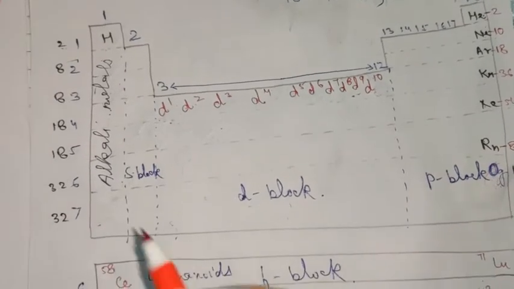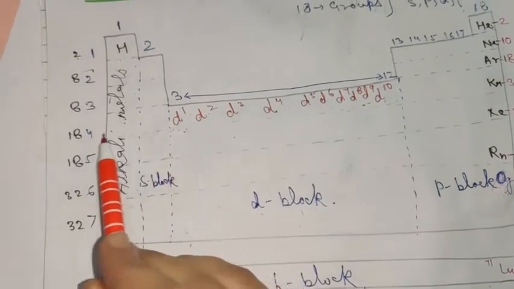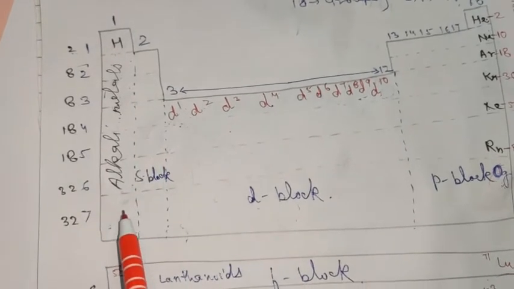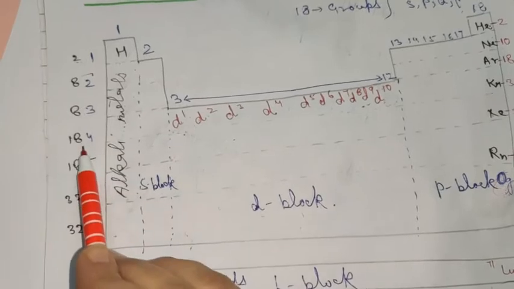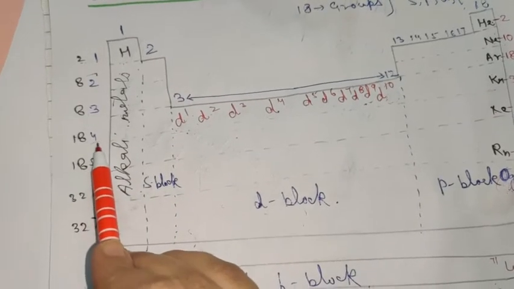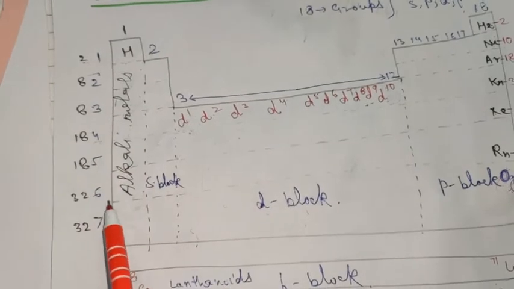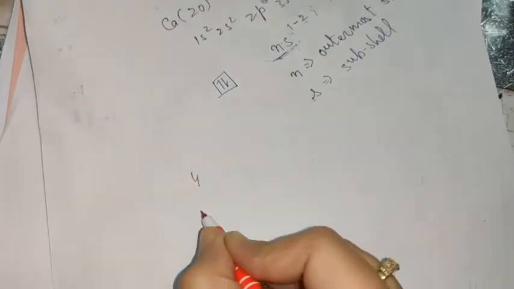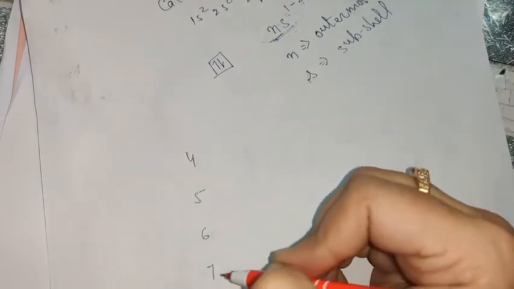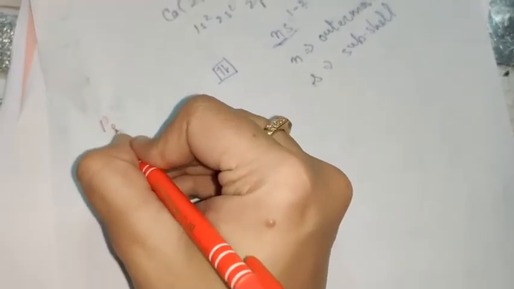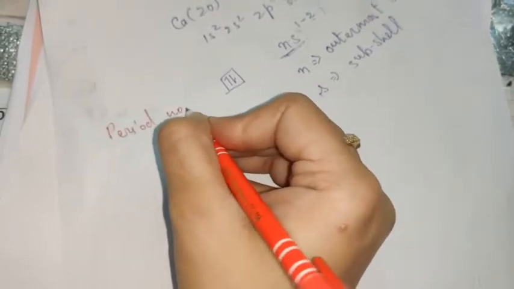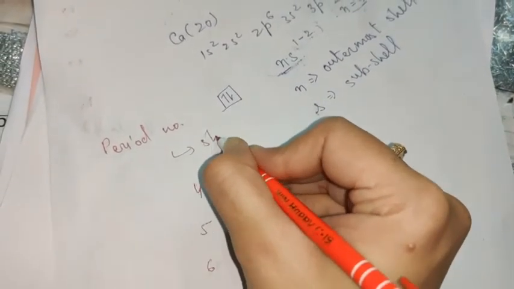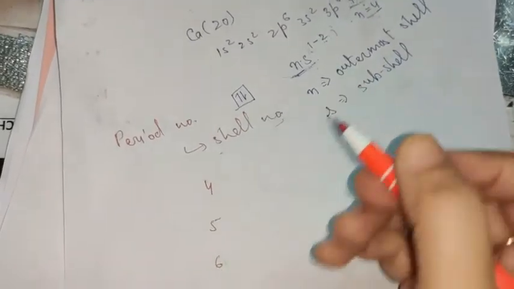So the 4 transition series are, as you can see here, the D block is beginning. Please pay attention to what I am going to tell you here. The D block is beginning from period 4 and it consists of the 4th, 5th, 6th and 7th periods. It has periods 4, 5, 6 and 7. And period number tells us about the shell number. Period number is obtained by the value of the shell number, that is, the outermost shell number.